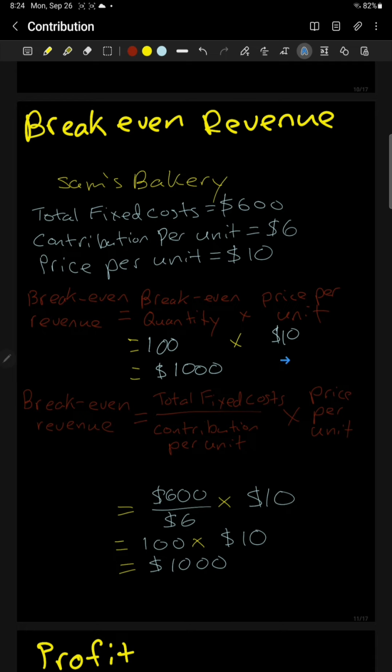The other way to figure this out is this equation here. Break-even revenue equals total fixed cost divided by contribution per unit times price per unit. You can see this here, $600 is total fixed cost divided by the contribution per unit, which is 6, times 10. That ends up being 100 times 10, which is 1,000. Same thing. So then again, they need an income of $1,000 in order to not lose money, to have a profit of 0.